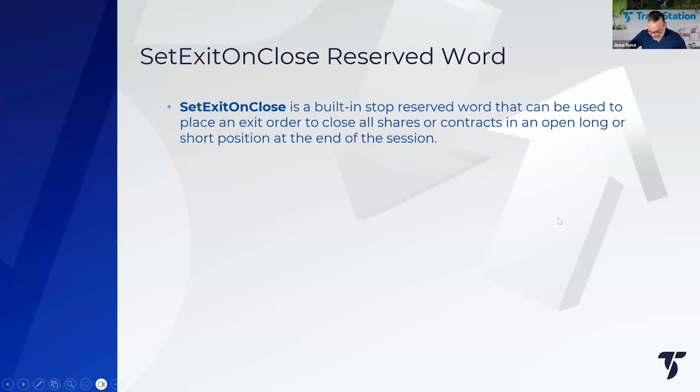Set exit on close. Set exit on close is a reserved word. It's a built-in stop that can be used to place an exit order to close all shares or contracts in an open, long, or short position at the end of the session. It's pretty cool because you can interject this set exit on close in any of your strategies. Let's say you have a full-blown strategy that calculates entries and it calculates long trades and short trades. And you can just type in set exit on close and it automatically generates a magical close at the end of the day. Of course, for historical purposes only, it doesn't work in automation.